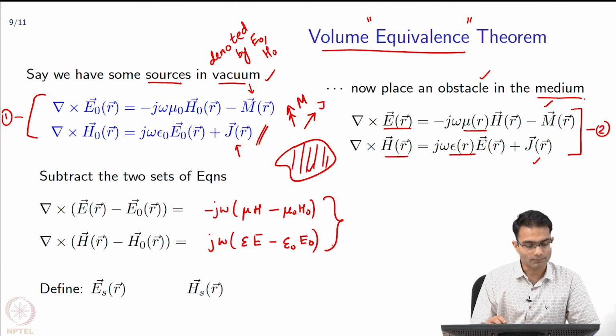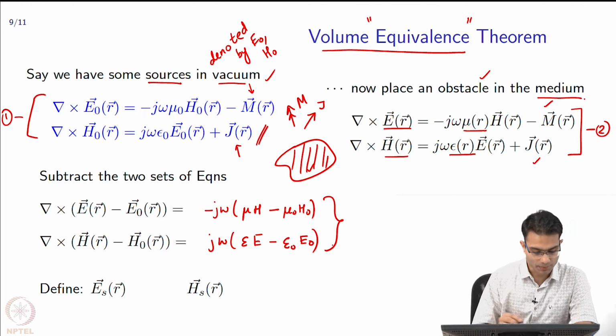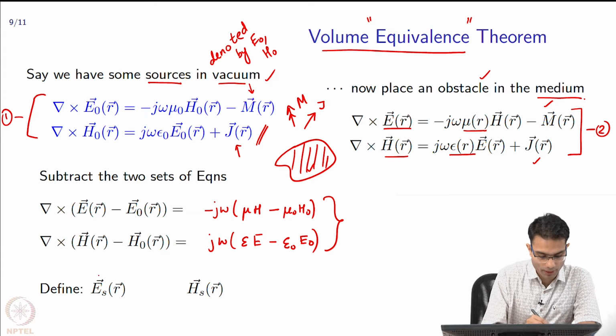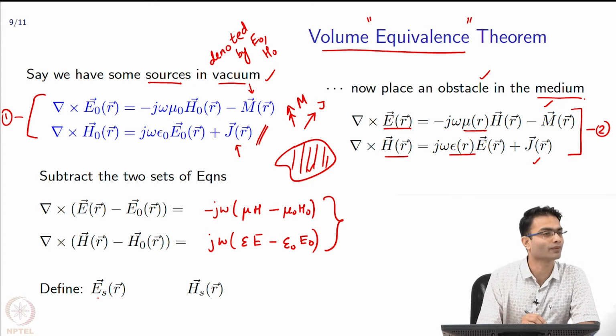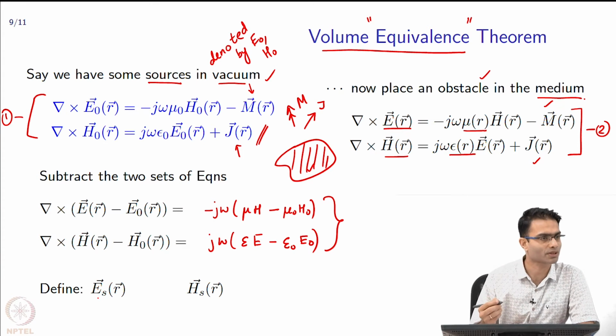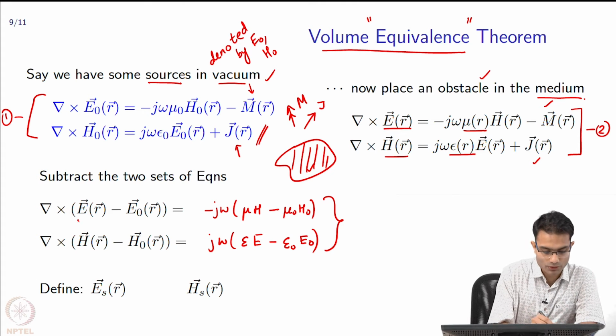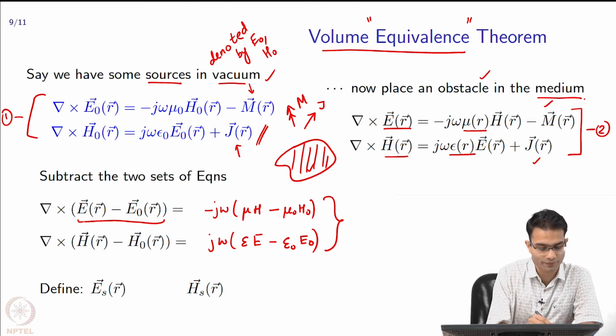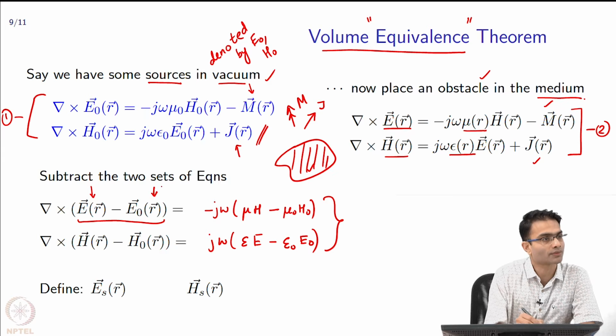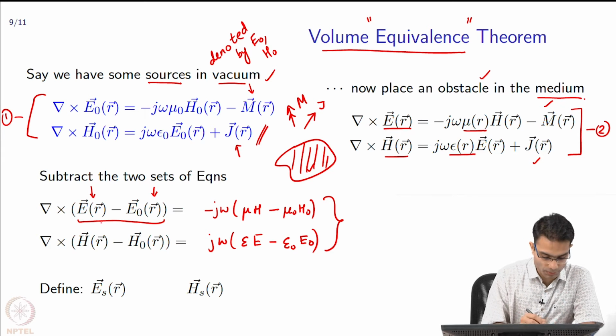Now, this is a good time to introduce one concept: the scattered field. You have all heard this word. What is the scattered field defined as? It is the difference between the electric field in the presence of the object and in the absence of the object. So, this term over here is defined as the scattered electric field.